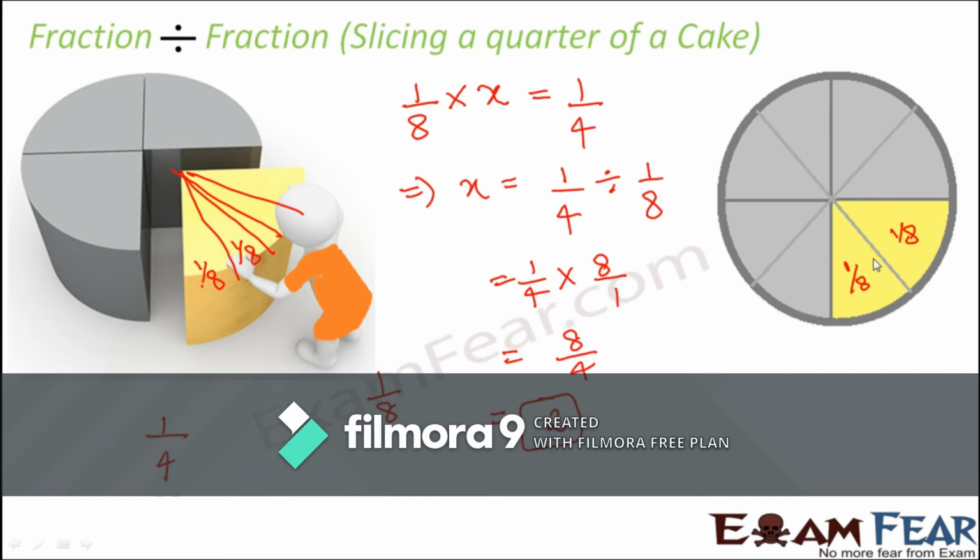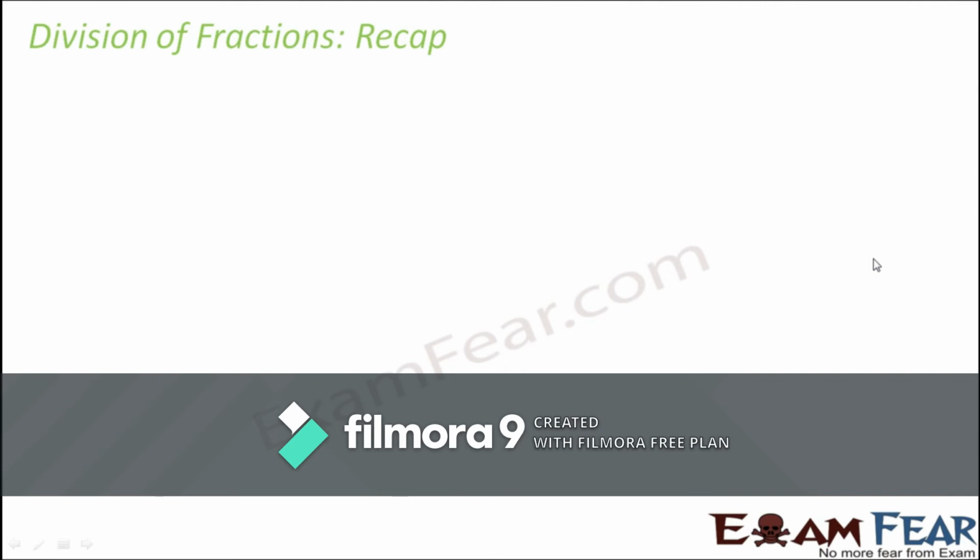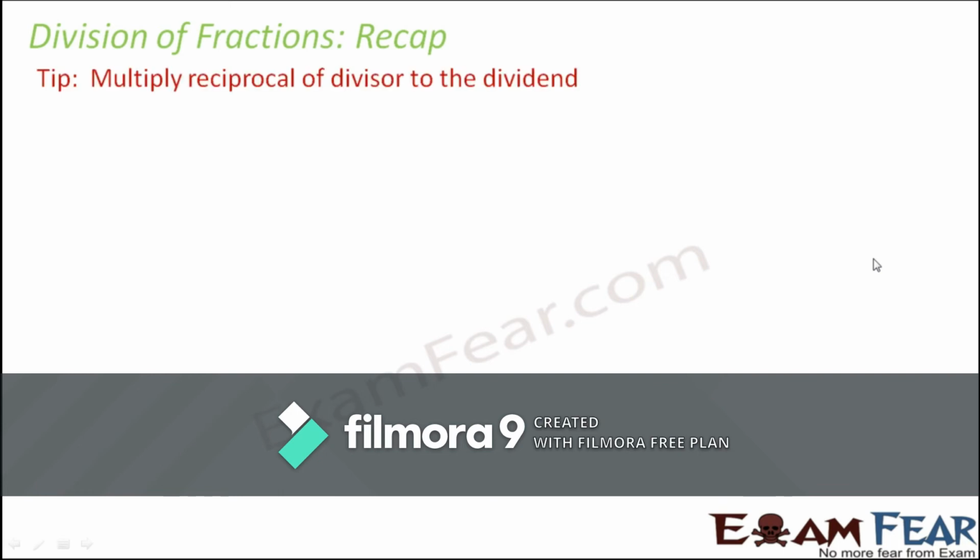So you see, these are certain examples where we actually encounter situations where we have to divide a fraction by a fraction. So now let us have a quick recap of whatever we have learned in division of fractions. The common rule while dividing fractions is that we have to multiply the reciprocal of the divisor to the dividend. Now it might sound very complicated, but you saw for yourself that it's pretty simple. So what are the different scenarios that we can encounter?